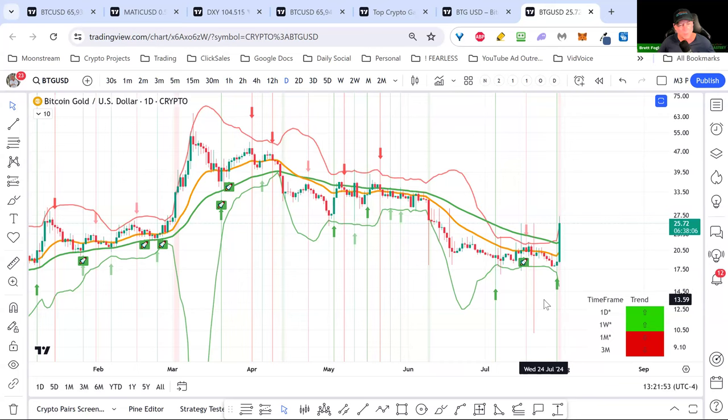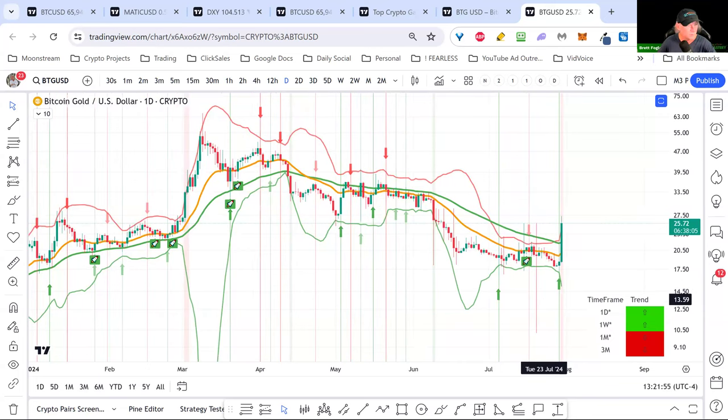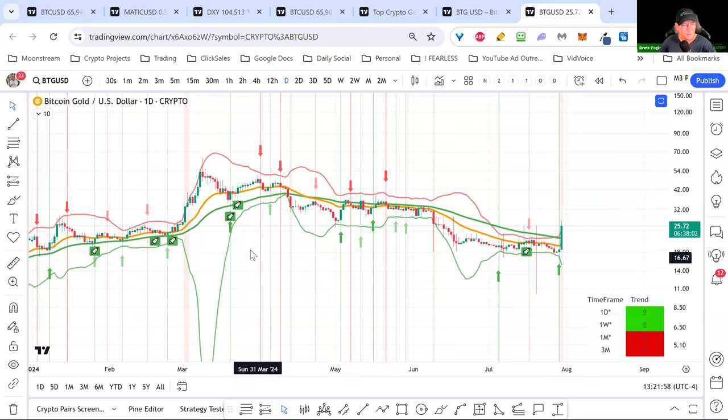No, I'm sorry, I paused there. There's no volume on this, though. Look how thinly traded this is. This is a pump and dump. Don't go anywhere near this.